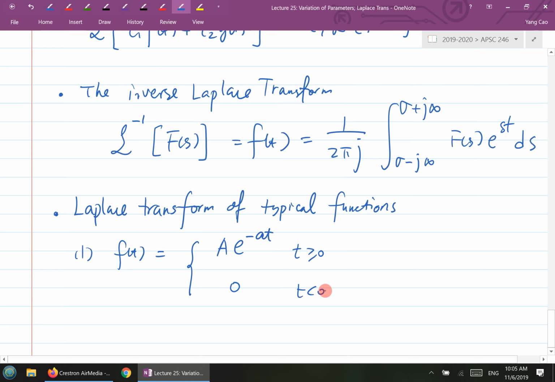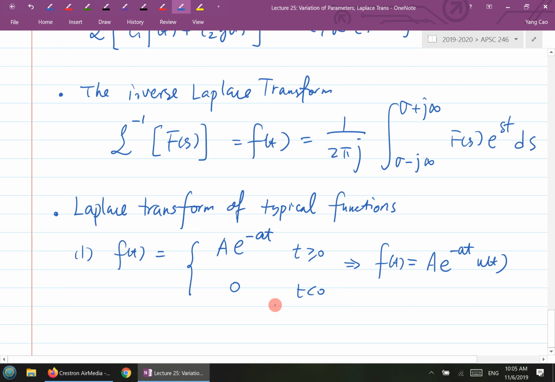So let's say we have a function that takes a form like this, an exponential function. Depending on the value of a, it could be an exponential decay or an exponentially increasing function. Since we have learned the unit step function, when you have a piecewise function written like this, you can also use the unit step function to simplify its writing. So basically, you use this times u of t. That's the same meaning as this piecewise function.